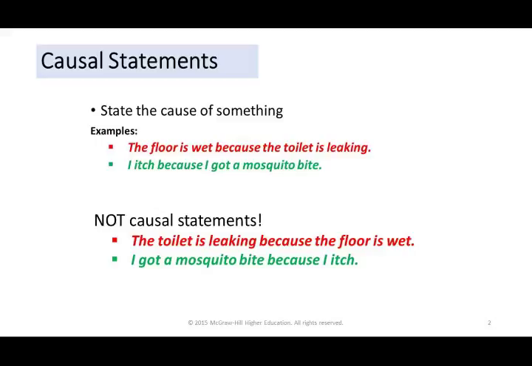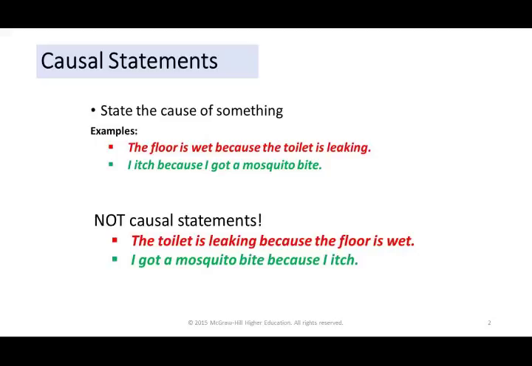I'm not trying to explain why I got a mosquito bite. I'm trying to support the idea that I got a mosquito bite. I'm trying to prove to you that I got a mosquito bite, and the reason I think I did is because I itch. Notice again here that each of these claims, the one in red and the one in green, they make the same two claims.